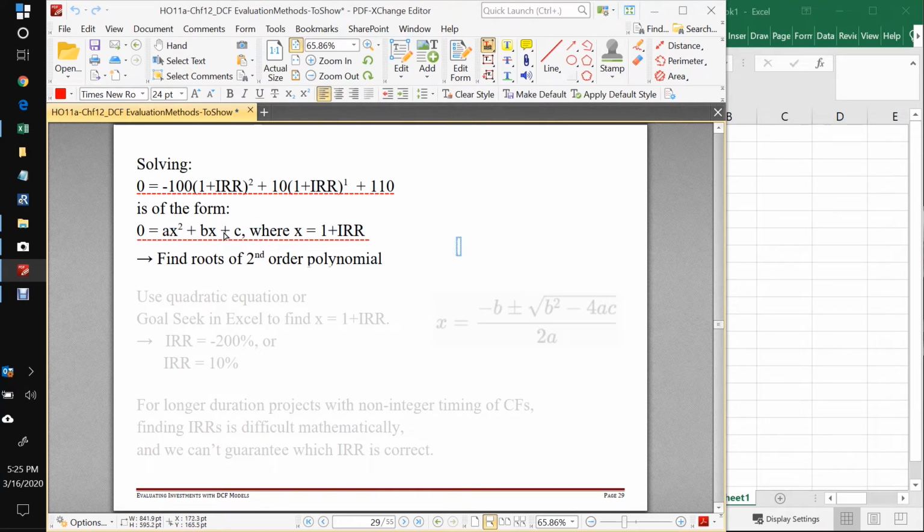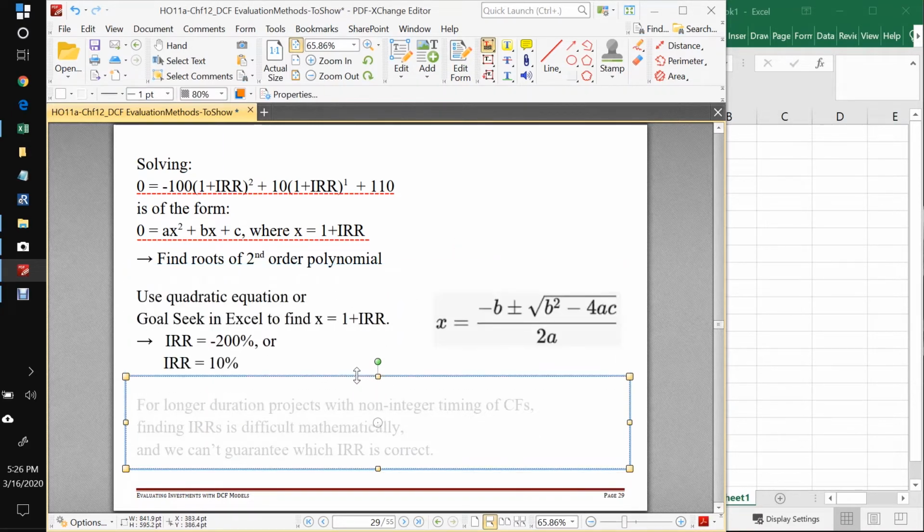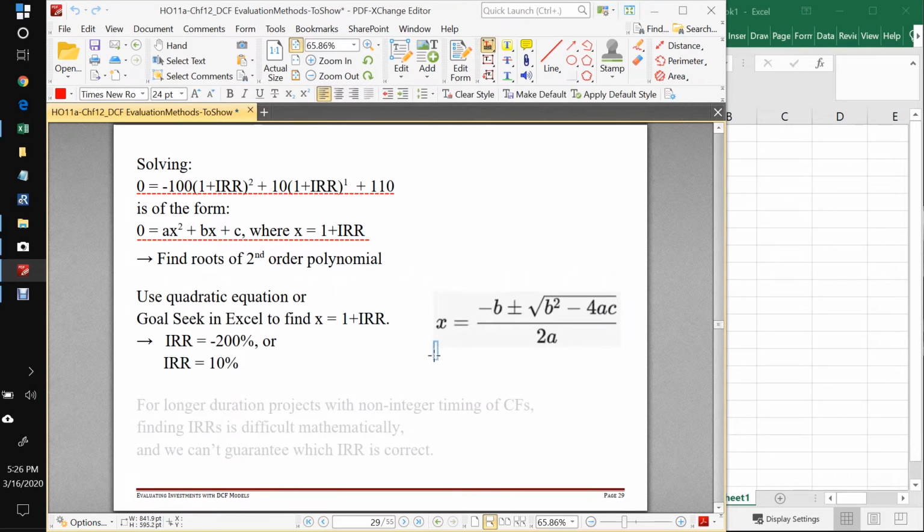0 equals ax squared plus bx plus c, except x is just equal to 1 plus IRR. Okay, once we make that little substitution, it's exactly in this form. So to solve this, we've got to find the roots of this second order polynomial, right, or parabolic equation. And how do we do that? We use what we were forced to remember in high school or grammar school, the quadratic equation, okay? And that looks like this.